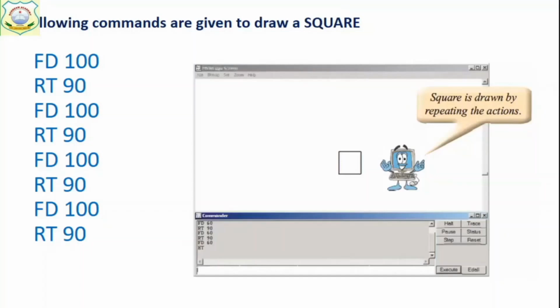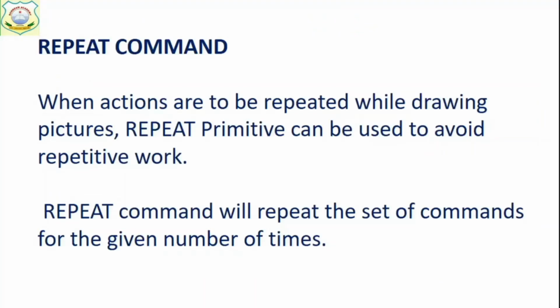Now see, what is the repeat command? When actions are to be repeated while drawing pictures, the repeat primitive can be used to avoid repetitive work. Okay, when actions are to be repeated, means जब कोई भी action हमें repeat करना है, then we will use the repeat primitive, means repeat command, and it is used to avoid repetitive work. मतलब same work को बार बार करने से हम बच जाएंगे. कैसे? I will show you. The repeat command will repeat the set of commands for the given number of times. Okay, जितने number of times हम चाहें उतने number of times repeat करा सकते हैं.